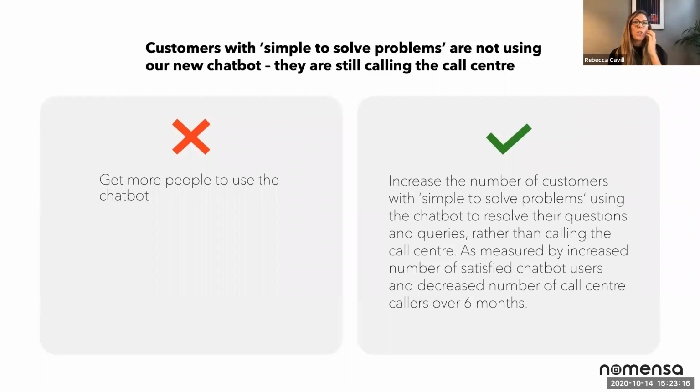Okay, so thinking again about defining the target behaviour, I've got a bad example and a good example here just to illustrate. This is an example of a problem that I showed you earlier: customers with simple to solve problems are not using our new chatbot. They're still calling the call center. An example of a really unhelpful definition of a behaviour that we're looking to change is "get people to use the chatbot."